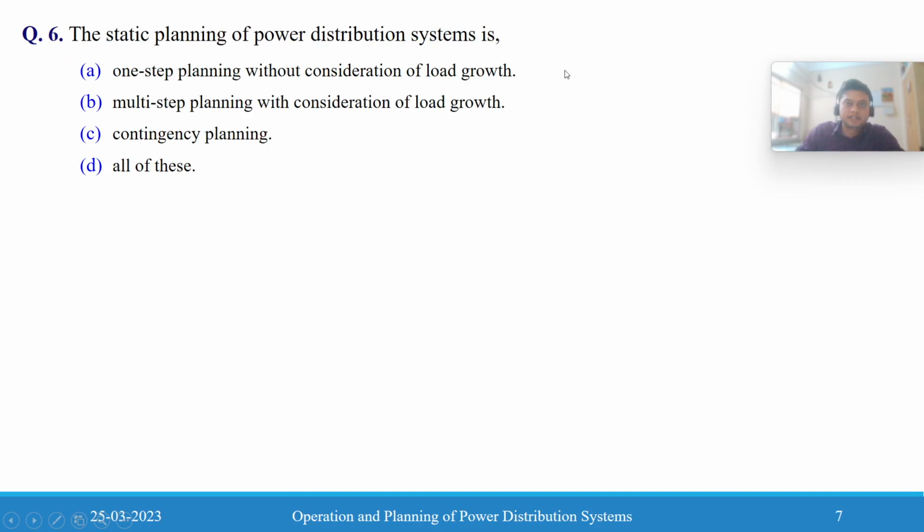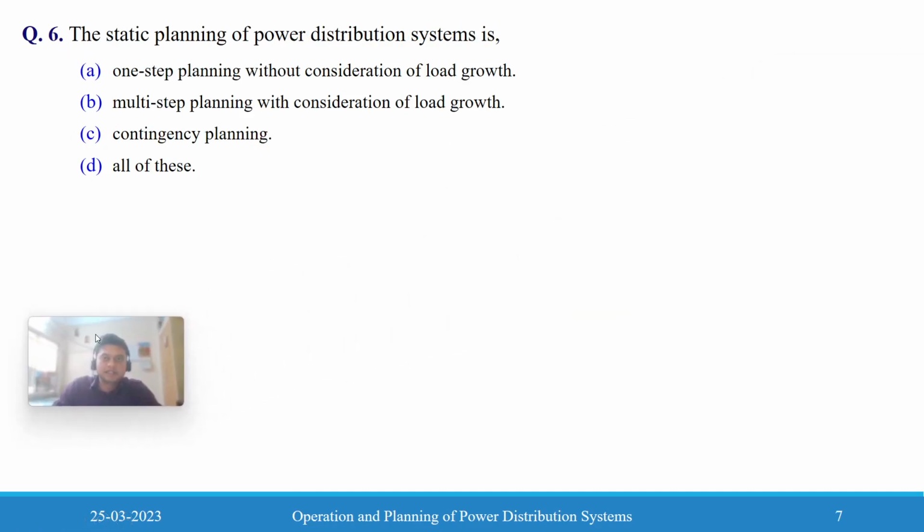The static planning of power distribution system is, and the options are: A, one step planning without consideration of load growth. B option is multi-step planning with consideration of load growth. C is contingency planning. D is all of these. So you type your answer in the chat box.